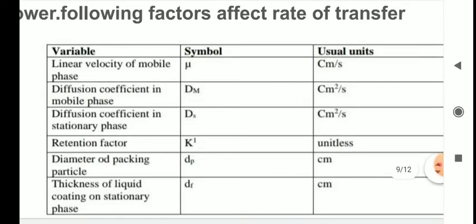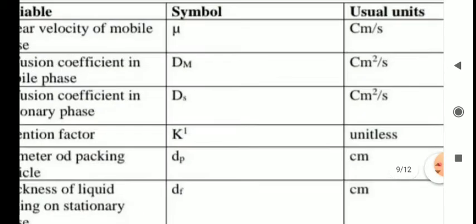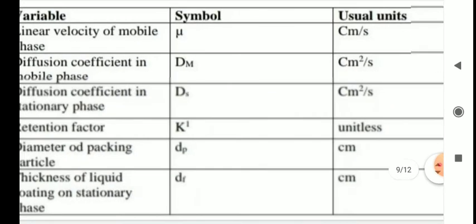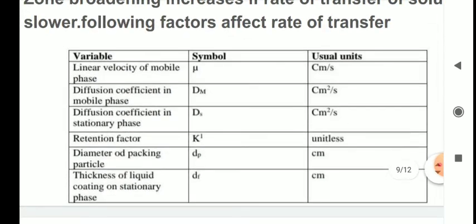Similarly, in the stationary phase, the component of the mixture will diffuse, and it will have a certain diffusion coefficient, and that is again Ds. You can see, in the mobile phase it is Dm, and in the stationary phase it is Ds. Same unit, square centimeter per second.